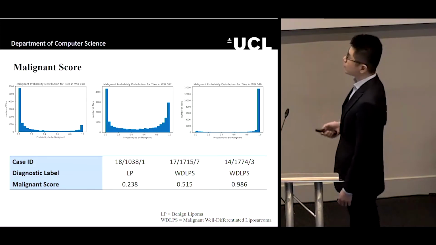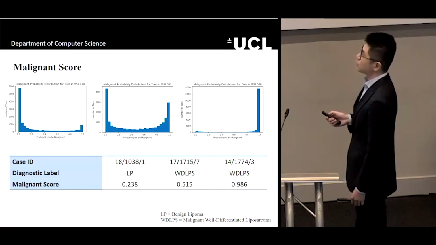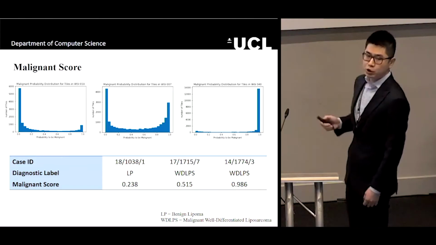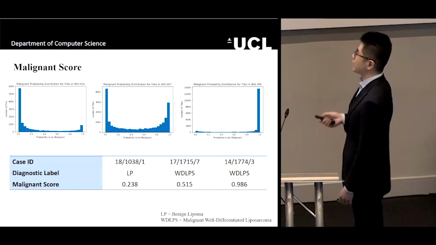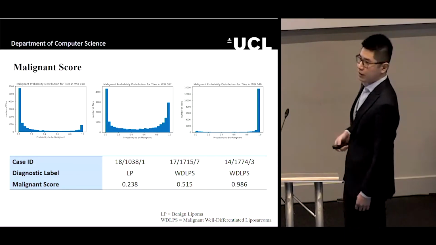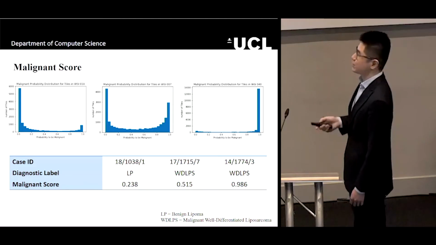I've also got some very uncertain cases, which look like this. You can see there are 2 peaks, one around 0 and one around 1, which means it is very hard for the CNN to tell whether it is benign or malignant.